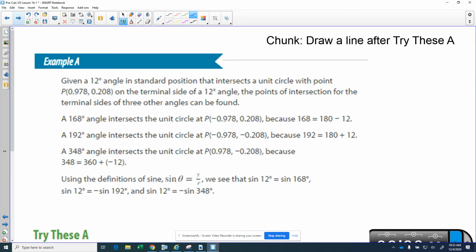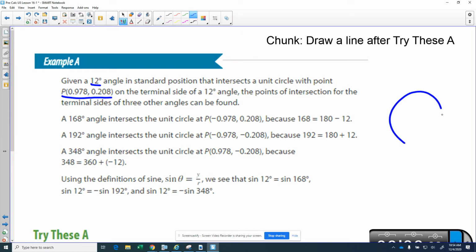In a typical example, if we read this example right here that they give us, it says if I give you a 12-degree angle in standard position that intersects the unit circle with the coordinates here, what they're assuming is that on the terminal side of the 12-degree angle, the points of intersection for the terminal side of the other three angles can be found. So what this is telling us is that if I have a 12-degree angle, I can find every other angle of that triangle.